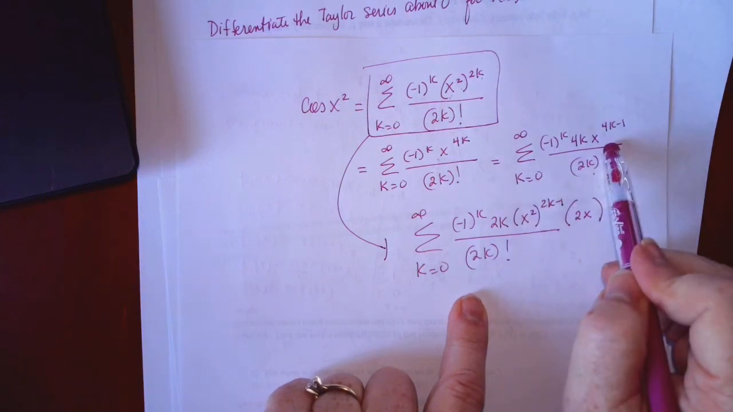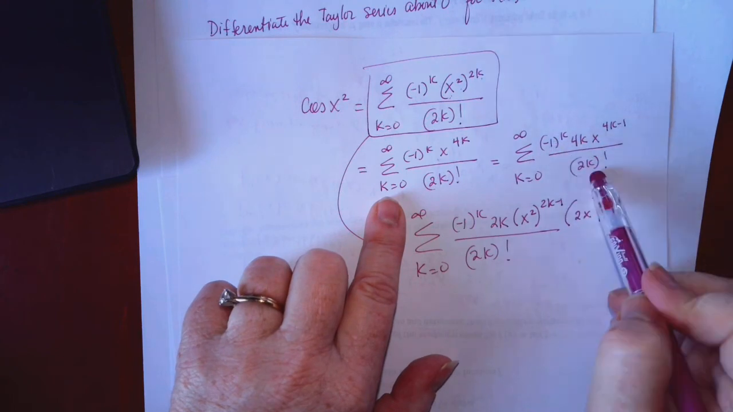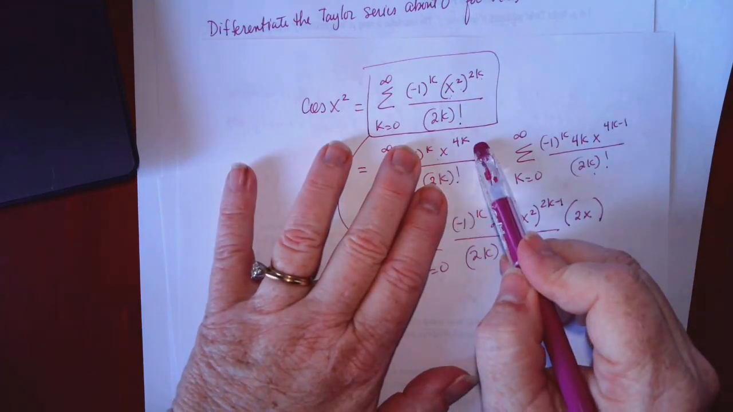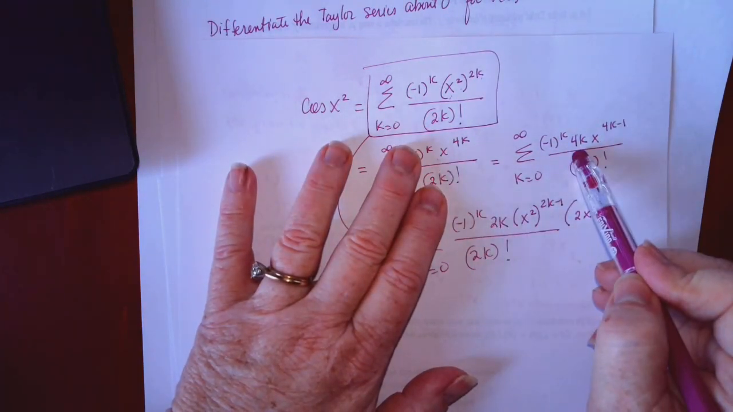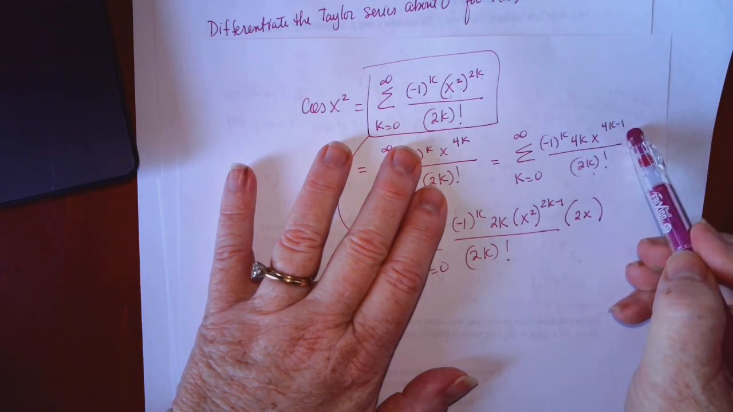You mean here? Okay, these parts are constant, right? So they're just hanging out. You take the derivative of x to a power, you bring the power out front, and multiply by the x to the original power minus 1. That's all I did.